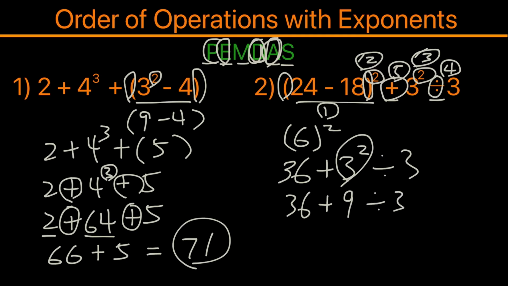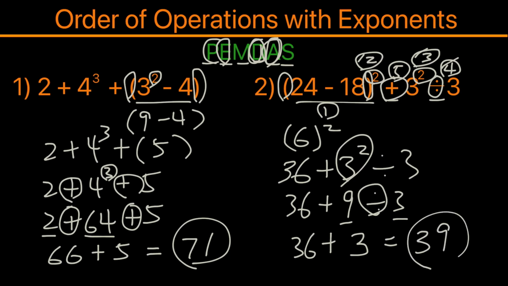Now we're left with 2 operators, and the fourth one would be the division. So we will take the 9 divide by 3 to give us 3. And lastly, we have 36 plus 3, then we'll have 39. And 39 is our answer for the second example.